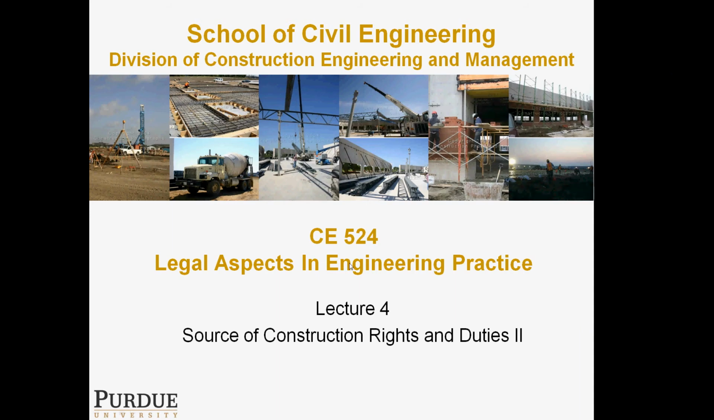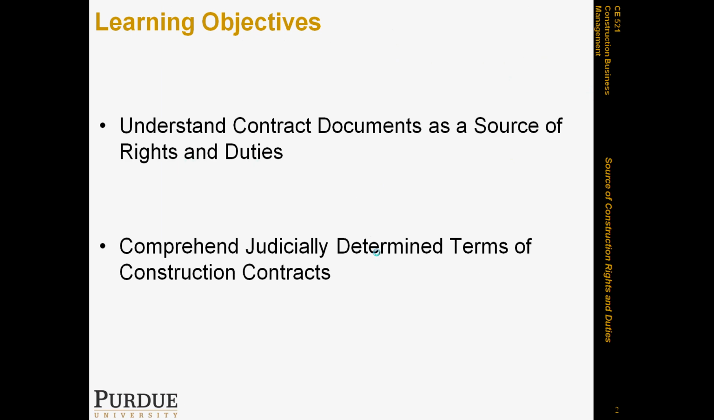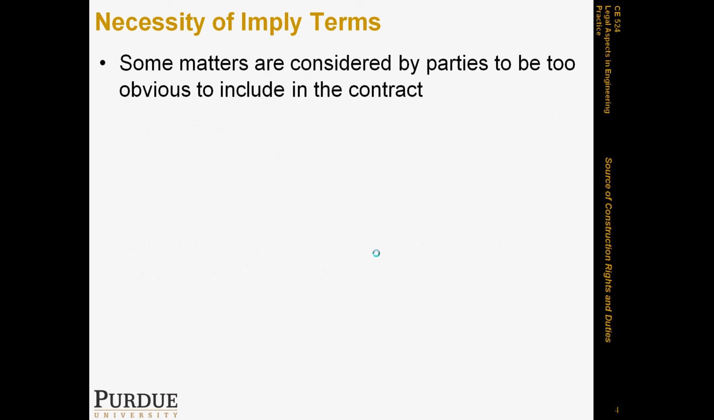Now we're going to continue talking about other sources of rights and duties in construction contracts. And here we're going to start talking about the second objective, which is understanding something called judicially determined terms of construction contracts. Okay, so what are these? Sometimes the court finds itself forced to employ terms of construction contract. And this happens sometimes due to the following reasons.